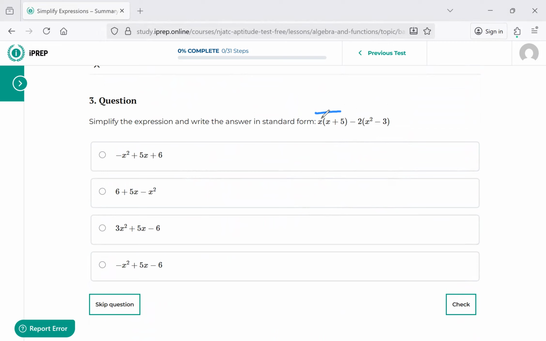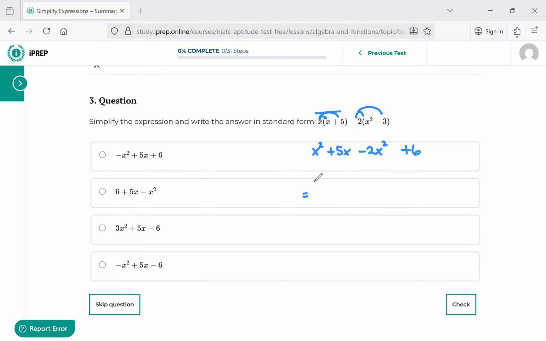So let's start here. Let's FOIL out this x. X times x is x squared, right? And then x times 5 is 5x. And then FOIL out this -2. -2 times x squared is -2x squared. And then -2 times -3 is +6.